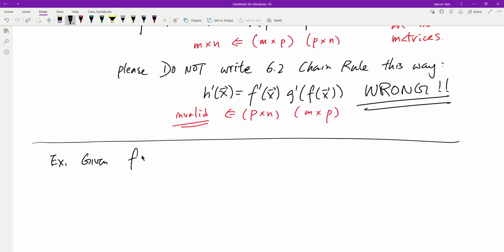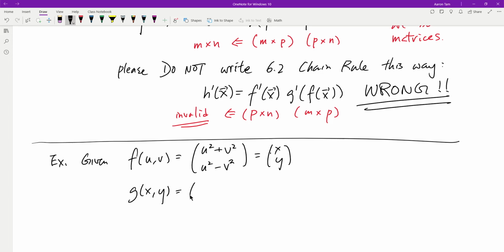Let's say given f of (u,v) is equal to (u squared plus v squared, u squared minus v squared), and that equals (x,y). And then we have g of (x,y), which is equal to (xy, x plus y). Okay, and the output here could be something, but I just want to link the f to the g, so I call f's output x and y. If you have to, I guess I can say, how about we call this (z,w)? Okay, just kind of be consistent.